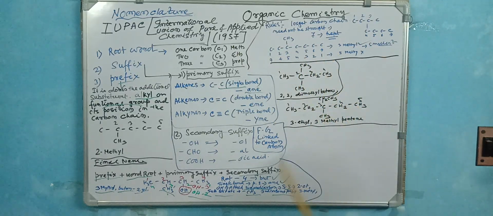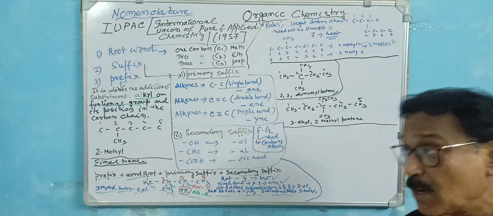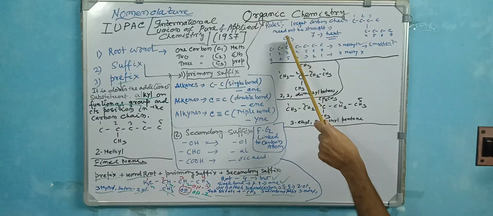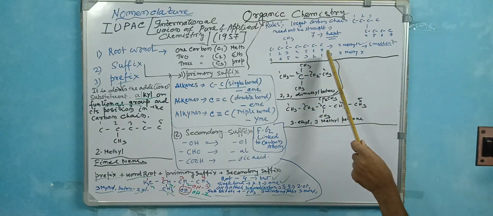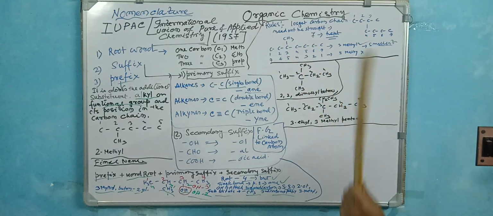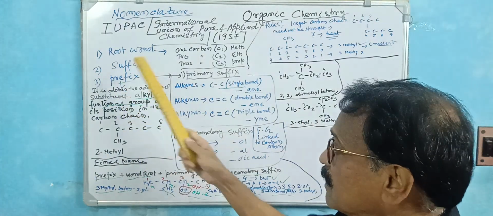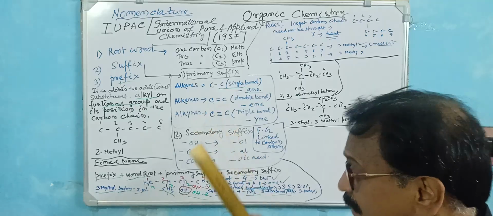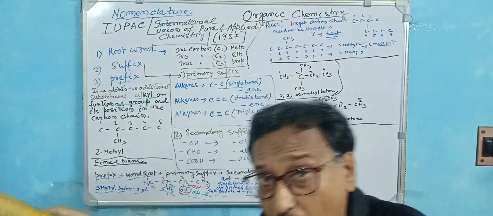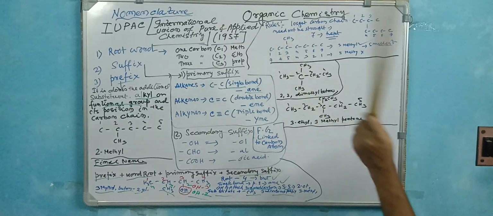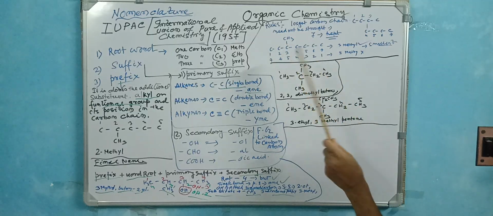1, 2, 3, 4, 5, 6, 7. So heptane, the origin is hept. But the alkyl group, here, if you start from here, 1, 2, 3, it is the third position. But if you start here, 1, 2, 3, 4, 5, it is the fifth position. So in case of the alkyl group, that is the prefix, take the lower position. If you write in this way, 1, 2, 3, third position. If you write in this way, this is the fifth position.